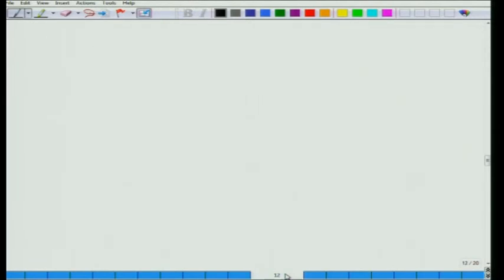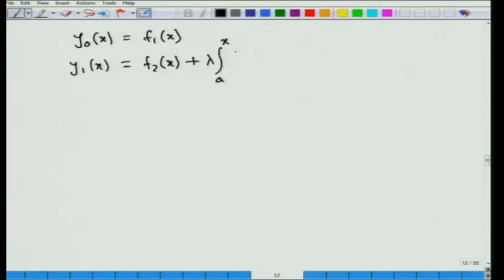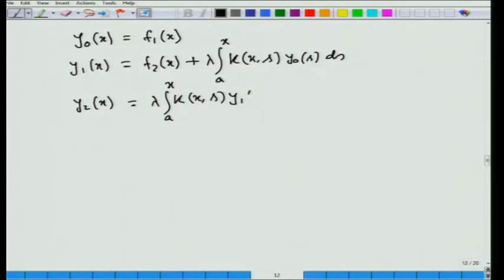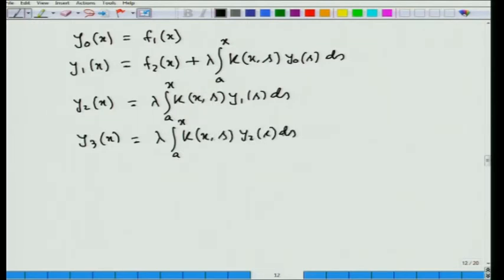So, that means, in the modified Adomian decomposition method, the iterates will be y0(x) is equal to f1(x), y1(x) will be equal to f2(x) plus lambda times integral a to x k(x, s) y0(s) ds, and then y2(x) is equal to lambda times integral a to x k(x, s) y1(s) ds, and then other higher iterates will be similar. So, that means, it will be integral a to x k(x, s) y2(s) ds in this way.